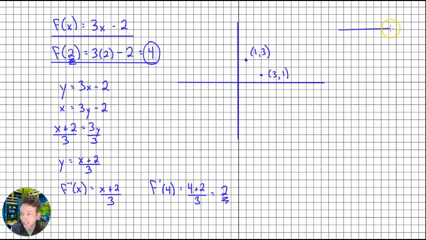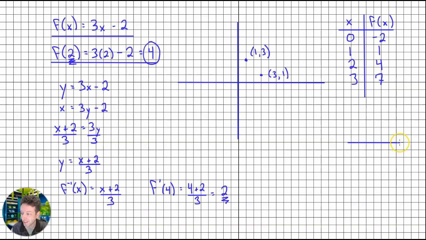Let's try a little table of values here. So we'll start with x, and we'll do our original function of 3x minus 2. So if I put in a 0, you get minus 2. If I put in x as 1, we get 3 minus 2, which is 1. And we already know that if I put in a 2, it spits out a 4. And if I put in a 3, we get 9 minus 2, which is 7.